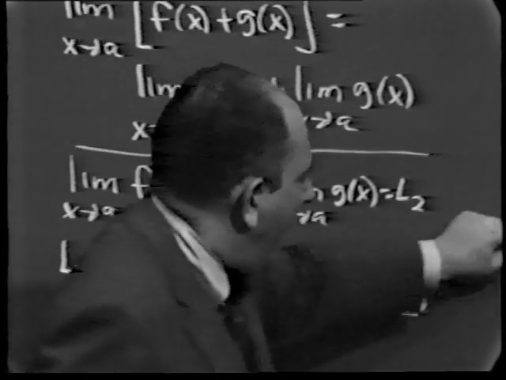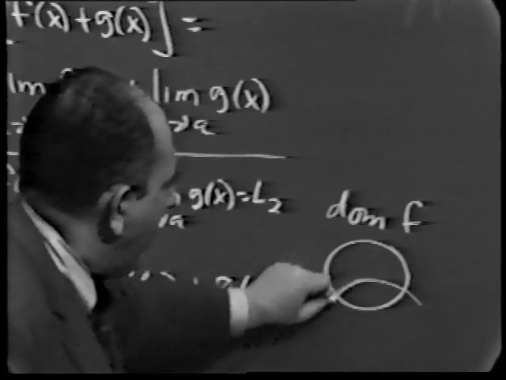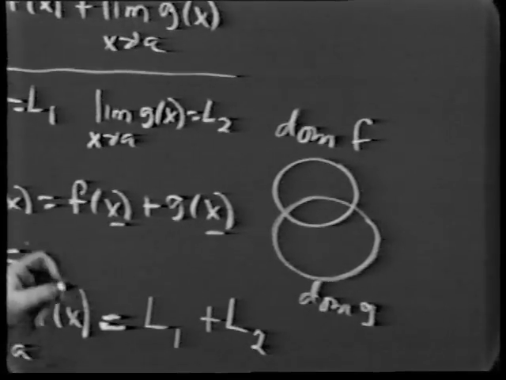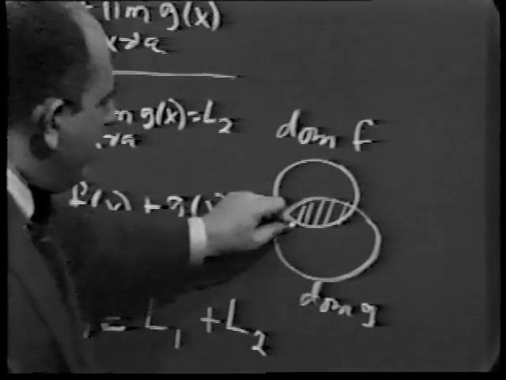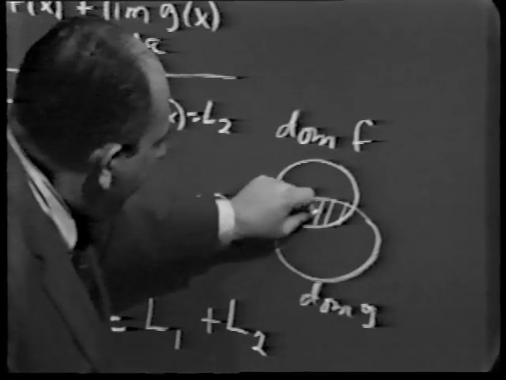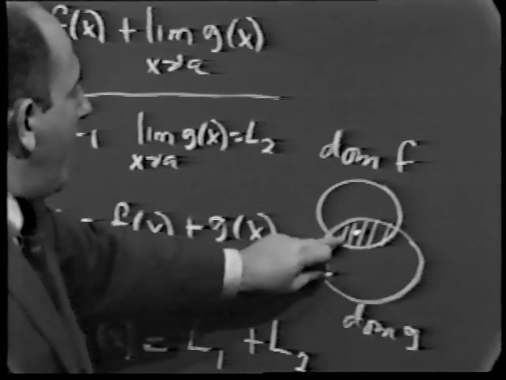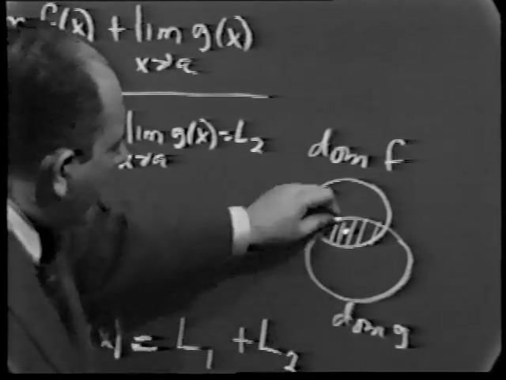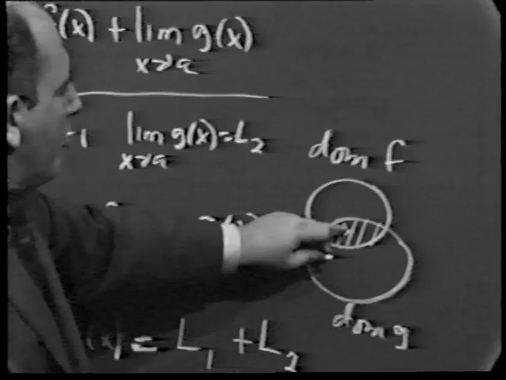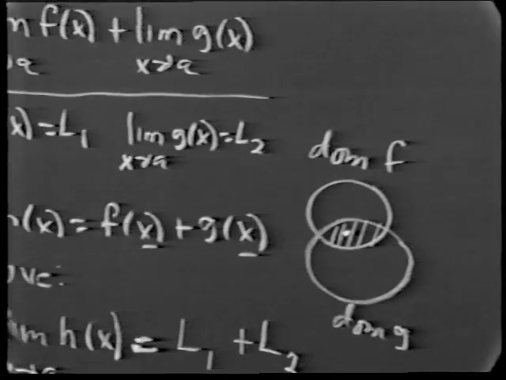Namely, if the domain of f happens to look like this, and the domain of g happens to look like this, what we do is we restrict the sum to the intersection of the two domains. In other words, referring back to our function h, we define the domain of h to be the intersection of these two domains. And that way, for any x which is in the domain of h, it automatically belongs to both the domain of f and the domain of g. And so this becomes well defined.